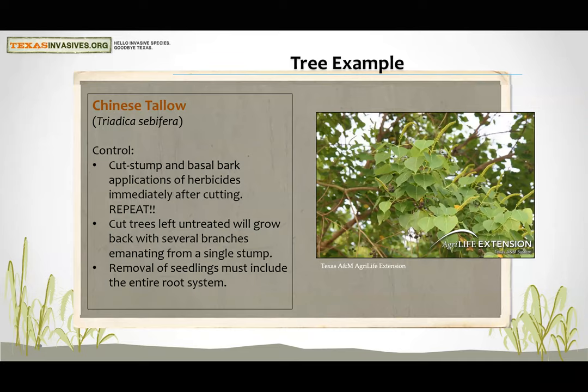as effective as possible. Try to remove seedlings from the entire root system. Those seedlings can have really long roots. And remember, cut trees left untreated will grow back with several branches emanating from a single stump. So you'll end up getting three trees for the stump of one.